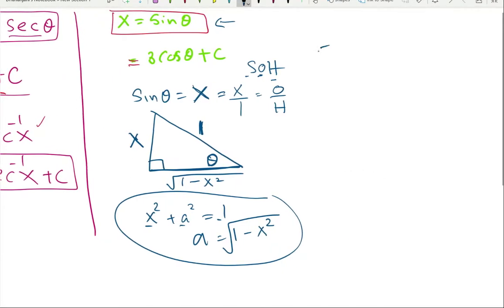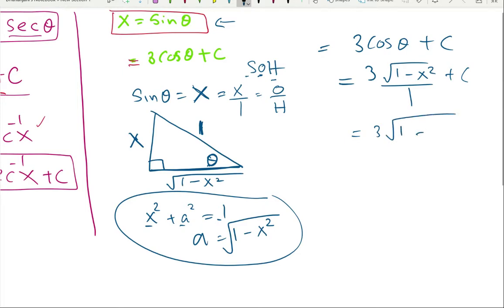Well, we have to write 3 cosine theta in terms of x. Now, what is cosine theta using the definition? Adjacent side over hypotenuse, right? So for this theta, what is the adjacent side? Square root 1 minus x square. And what is the hypotenuse? 1. We can pretend that 1 is not there. So this is the answer.